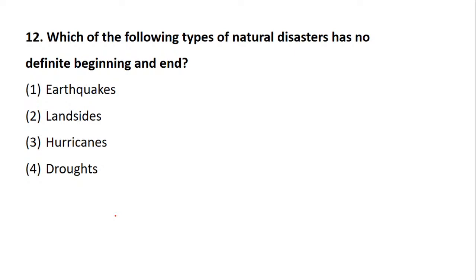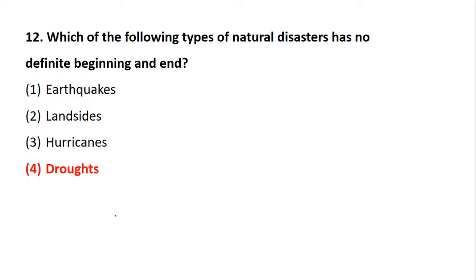Suppose you're not aware, but you know very well whether it is earthquake, landslide or hurricane, do you get some indication, some intimation, some type of change? According to that, you can think over this answer and try to answer it. Almost everyone is right. The disaster with no definite beginning and end is droughts.